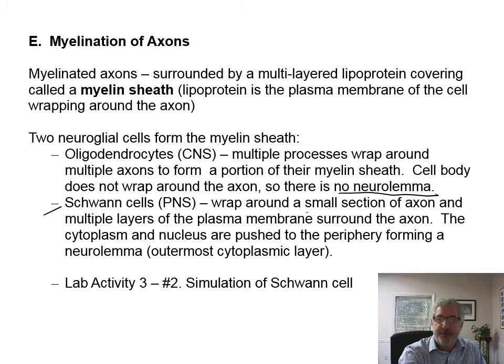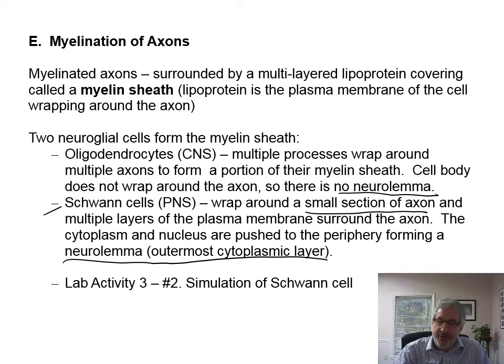They wrap around a small section of axon. The whole cell wraps around the axon. There's multiple layers of plasma membrane around it, and the cytoplasm and the nucleus are pushed to the outside, to the periphery. It forms what's called the neurolemma, which is the outermost cytoplasmic layer. I already did the simulation of the Schwann cell wrapping around an axon. That was the plastic bag with the pencil.